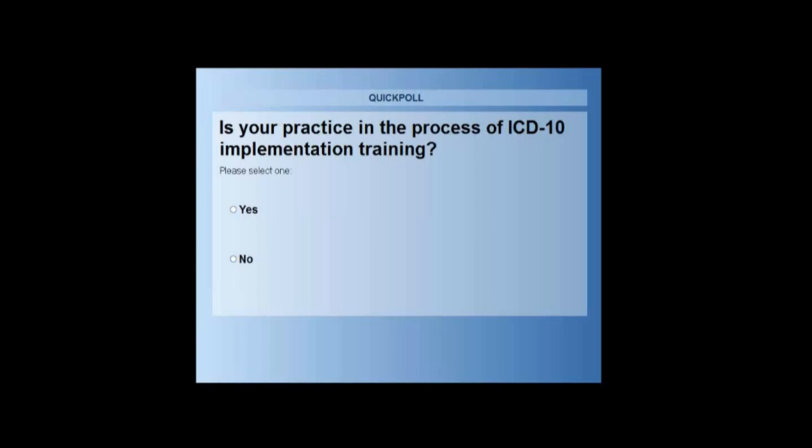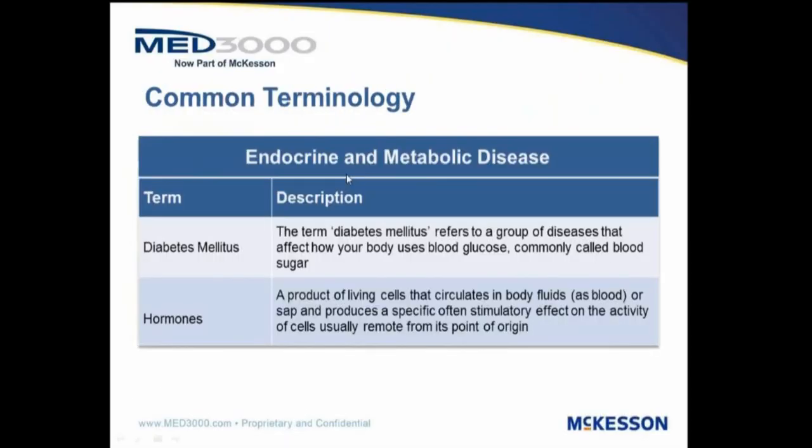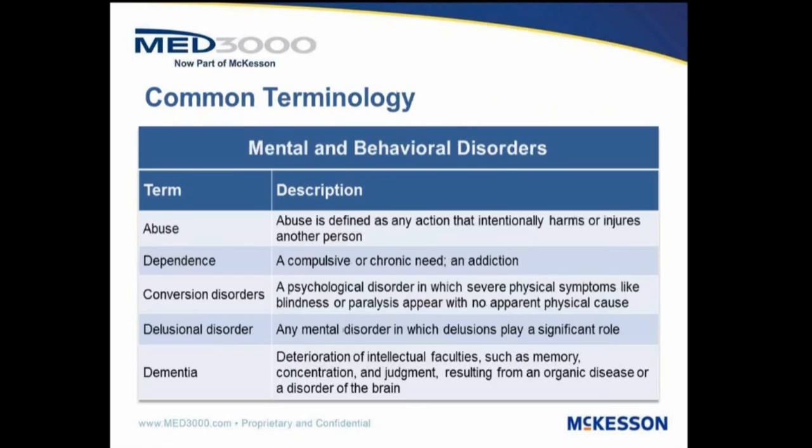Some of the common terminology, this is not really changing in the terminology. So one of the things that we want to remember, as you're going through your ICD-10 training, if you're needing refresher courses on terminology, we have here, this is under endocrine. So we see that we talk about the diabetes, the hormones. We see here we have mental behavior disorders. We have the terminology here. What are some of the top terms that fall into those categories?